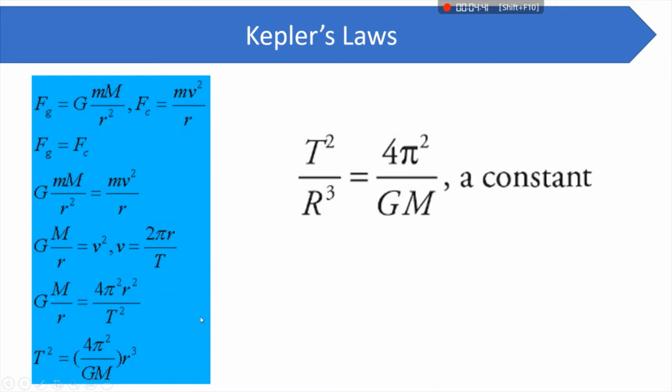And if I solve that for my period, I would get period squared equals this, which means the ratio between your period squared and your distance between the two centers of mass cubed is always a constant, is always 4 pi squared over the gravitational constant times the mass of the object you're orbiting around. That applies in the universe, right? Yes.